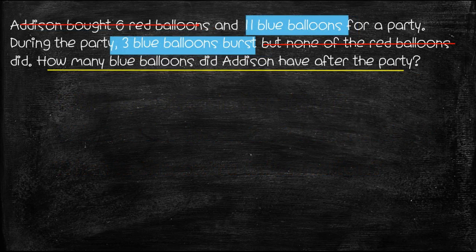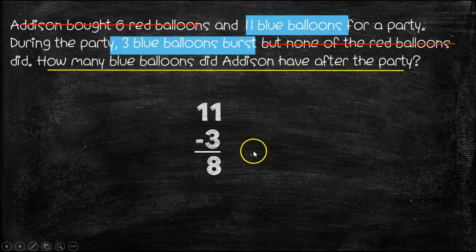So now that we've gone through and we've marked up our story problem, we need to solve it. So in this case, she started out with 11 balloons, 3 of them popped, and we need to know how many she had after the party. So this is a subtraction problem. 11 minus 3 equals 8.